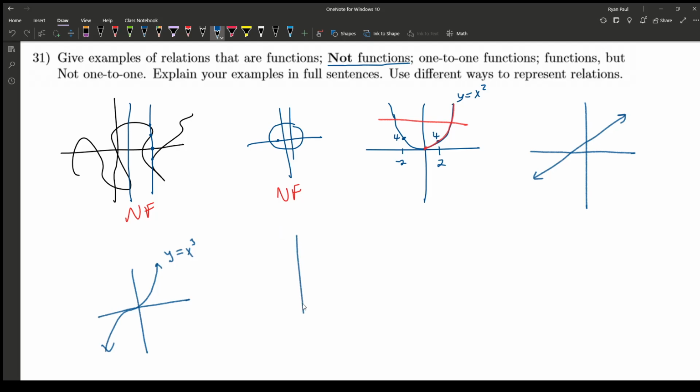Let's do one that's not one-to-one. Well, anything really, anything that again fails the horizontal line test. So just this alone, that is not a one-to-one function. Okay.